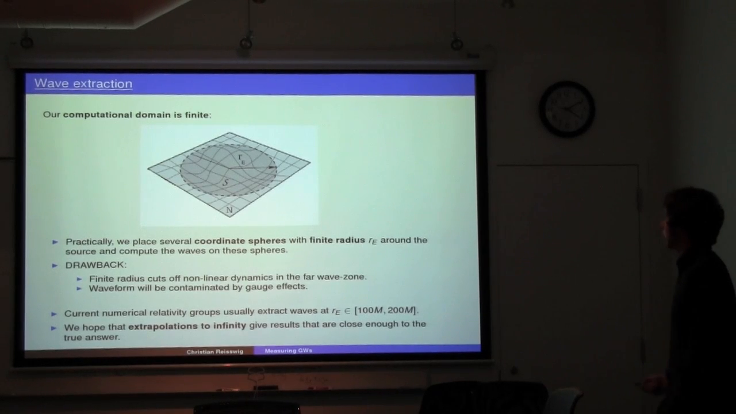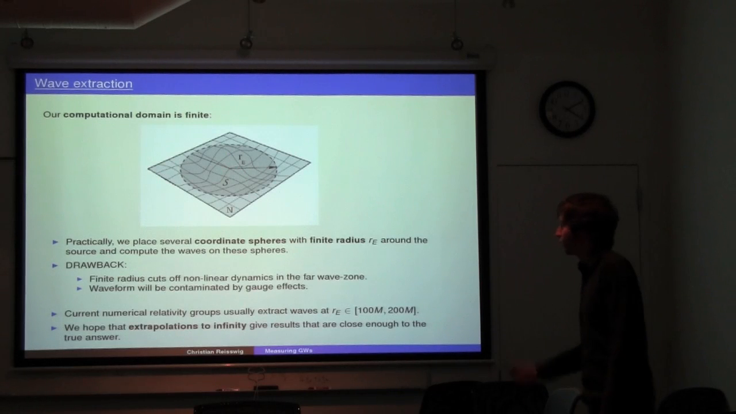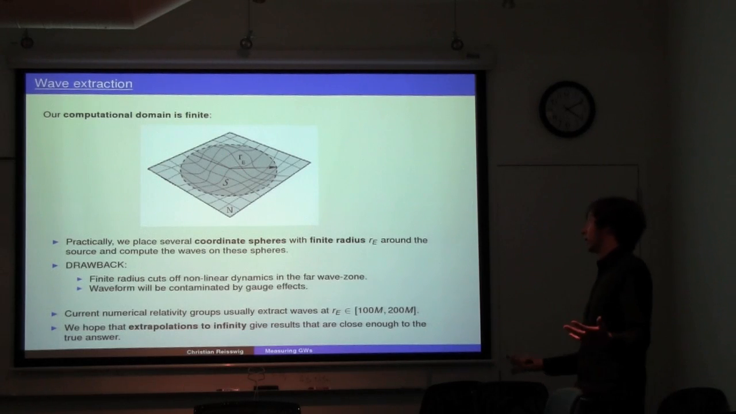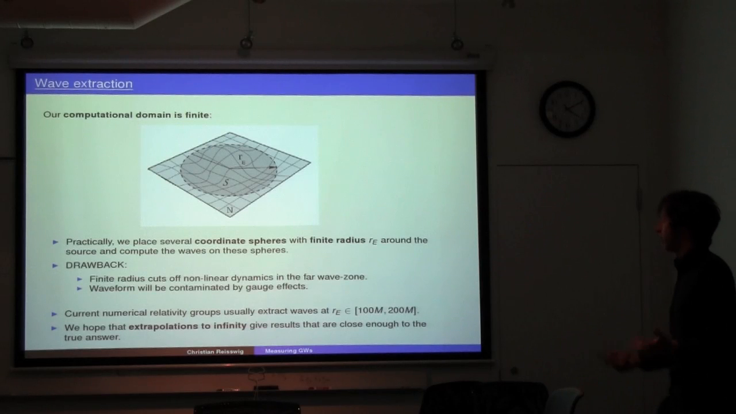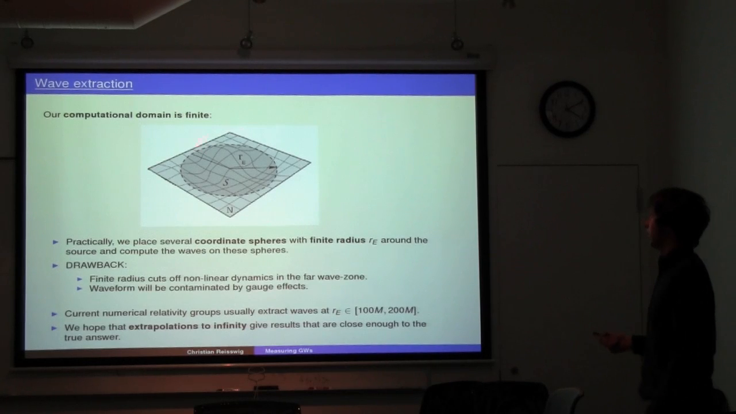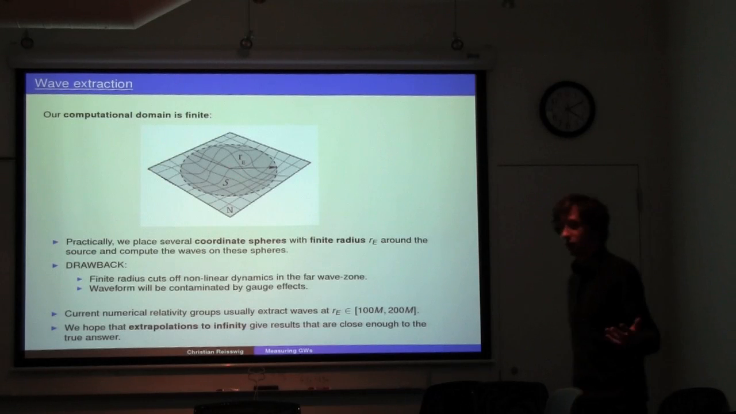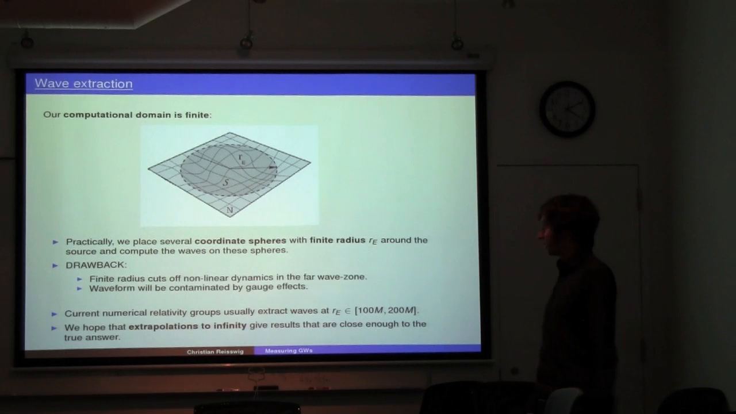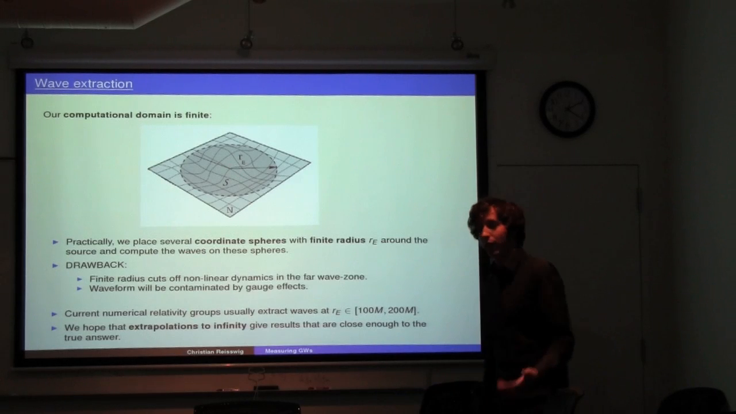Yeah. So, by placing several extraction spheres on the computational grid, we can use the information to extrapolate the results obtained on these extraction spheres to infinity, and hope that these extrapolations give close enough answers to the true answer that we would have obtained at Scri.